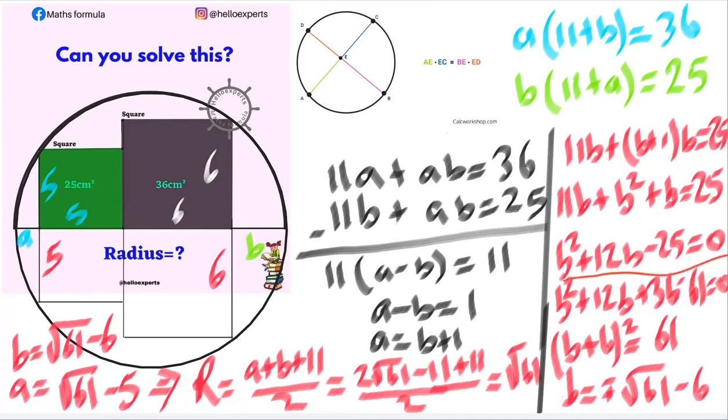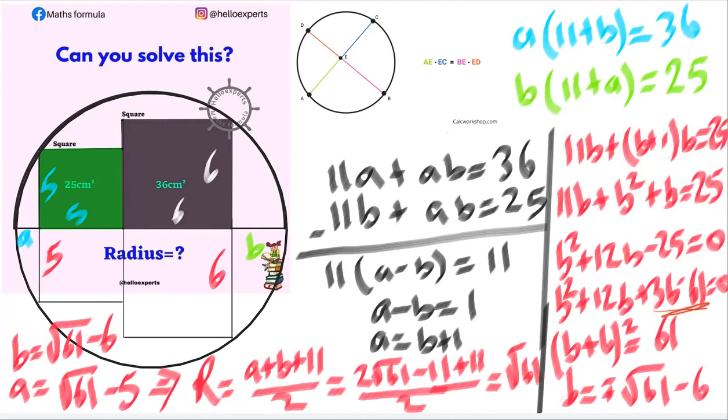To solve this equation, we need to know quadratics. To solve this, you can use the quadratic formula, or I complete this into a perfect square. So this is 2 times 6. So it means if we have a 6 squared, it will be (b plus 6) squared. So I add 36 and I subtract 36.